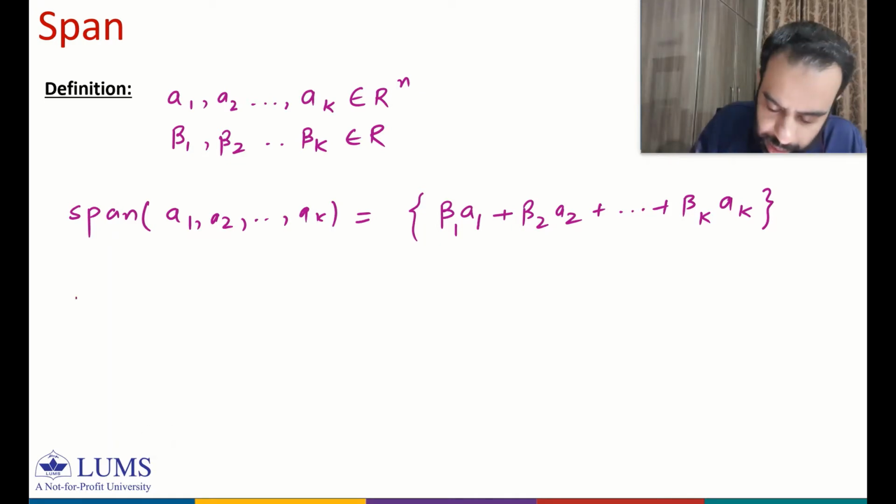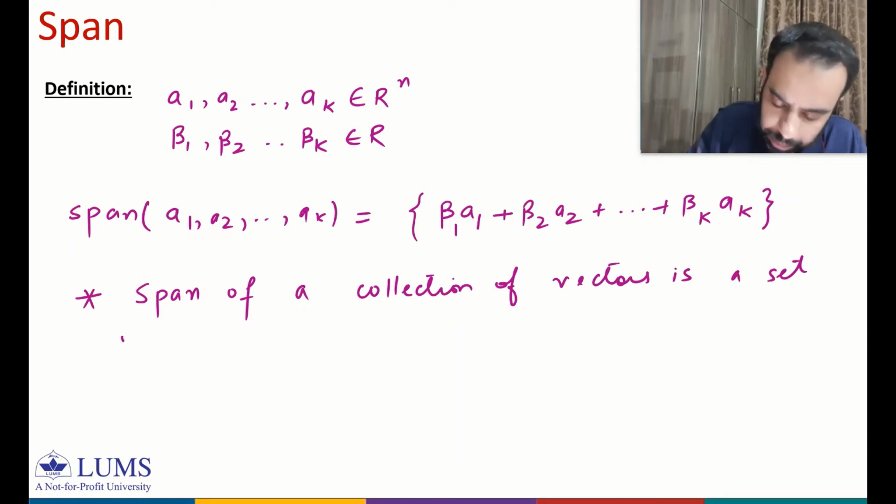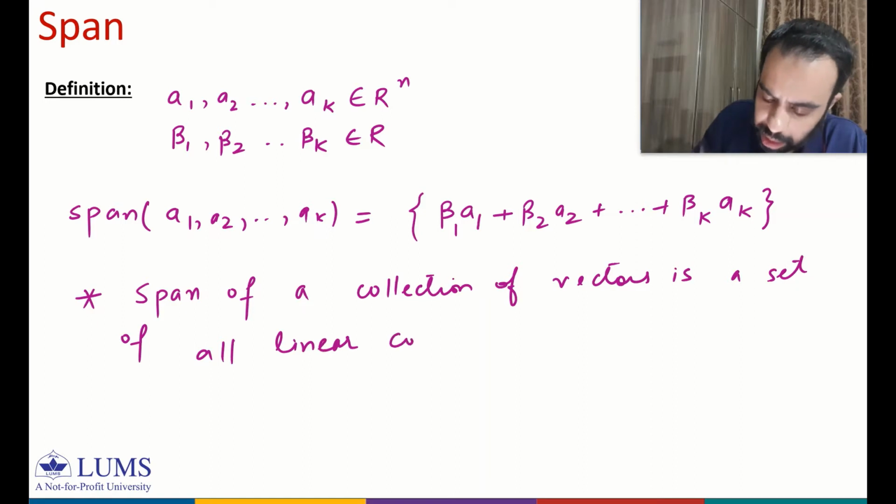So this is the definition of span, right? Or in words, if someone asks what span is, the span of a collection of vectors is a set of all linear combinations of the vectors.